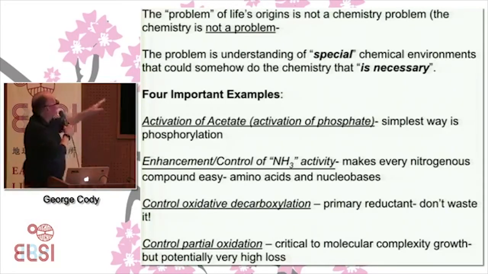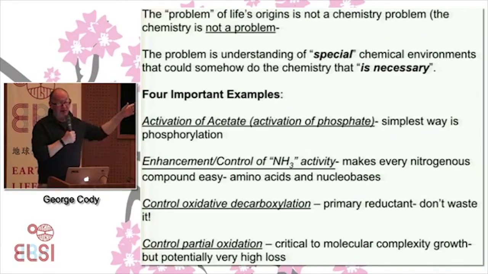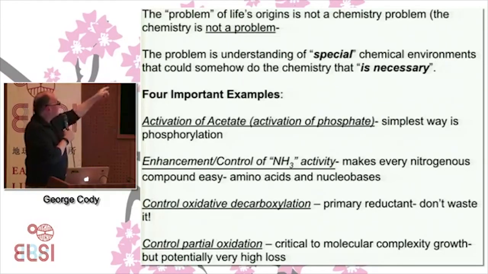So key here is we need an environment. The only way you're going to get acetate back in the system is you have to activate it. The simplest way of activating it is through phosphorylation. There's nothing difficult about doing it if you can get the activity of pyrophosphate high enough. How do you do that? You can do that in a nano environment. You can't do that in open water. And the same is true, we have to enhance the control of ammonia activity. And this is, again, if you dilute everything, and George Whitesides did it critically, nothing's going to happen.